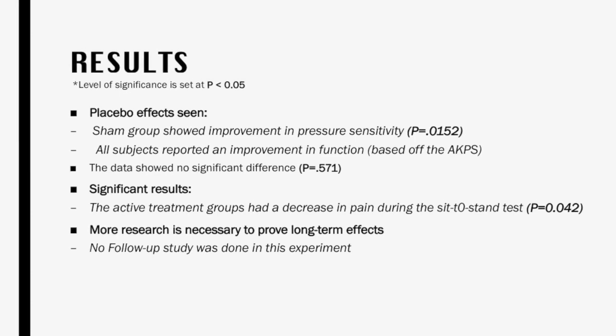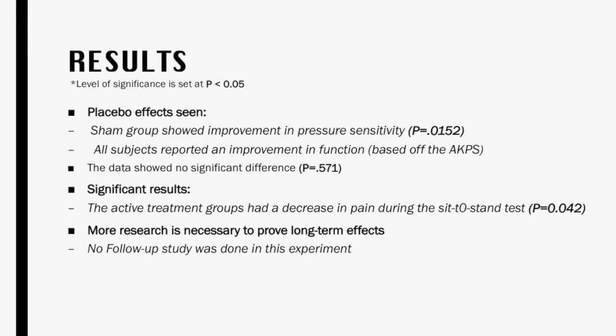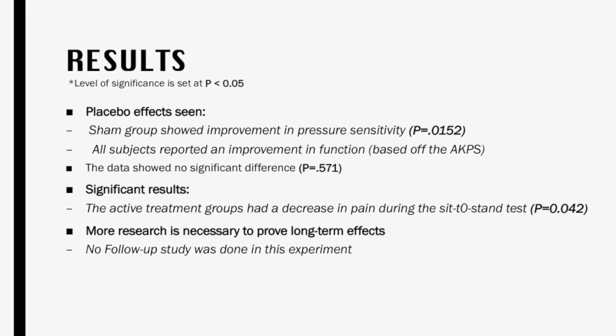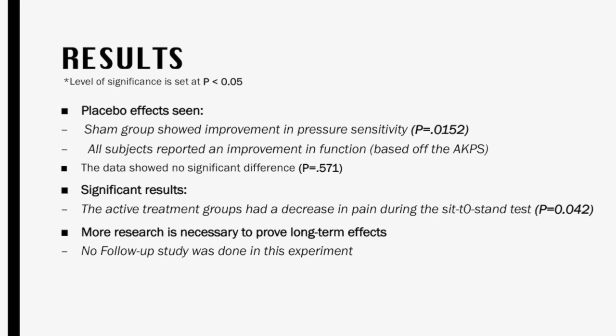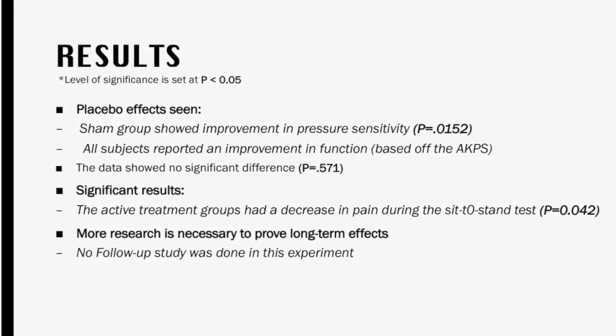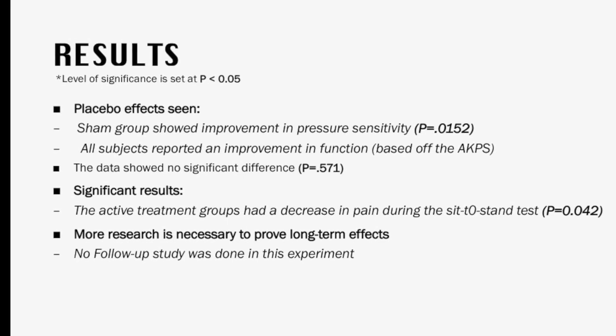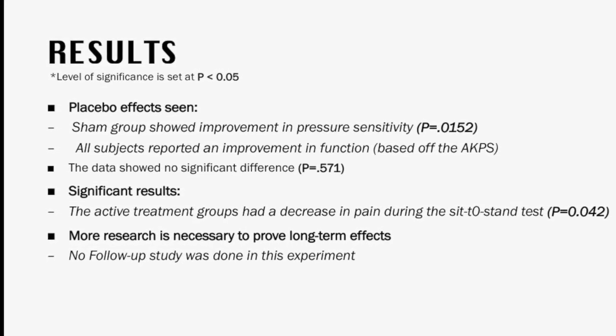So I'm going to be talking about some of the results that I found in the paper, and the level of significance was set at p is less than 0.05. Some placebo effects were seen because the sham group showed improvement in pressure sensitivity, and all groups reported an improvement in function based off the AKPS, but the data showed no significant difference.